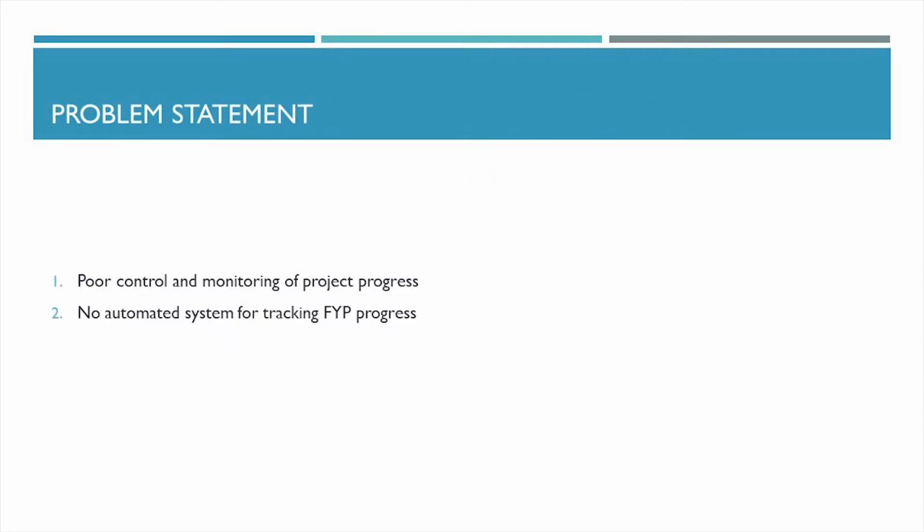Jump to the problem statement. There are 2 problems that have been identified based on the survey and the previous study. First is poor control and monitoring of project progress, where students are unable to manage report and development tasks efficiently. This results in reports not having time to go through editing by the supervisor and the student themselves, and the report is not aligned with the workings of the developed system. Second, there is no automated system for tracking FYP progress. Thus, for this project, I will automate this prototype system to solve this problem.